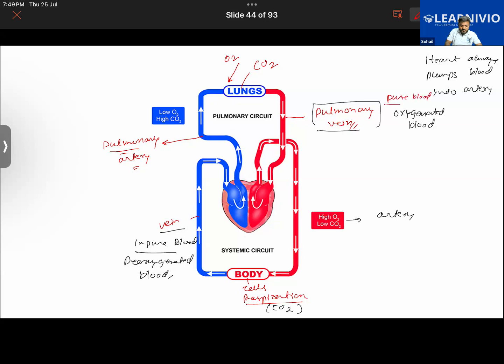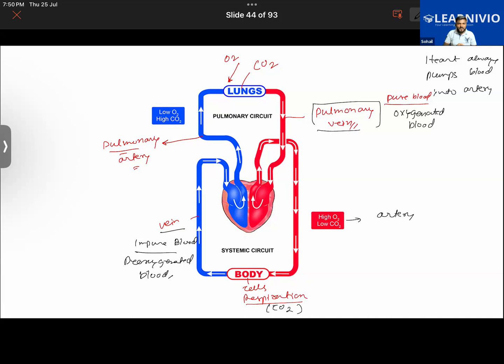But what is common about them? Both of them are bringing blood towards the heart. That is why both of them are called veins. And a special type of vein that brings the oxygenated blood from the lungs towards the heart will be called the pulmonary vein. Is that point clear to everyone?